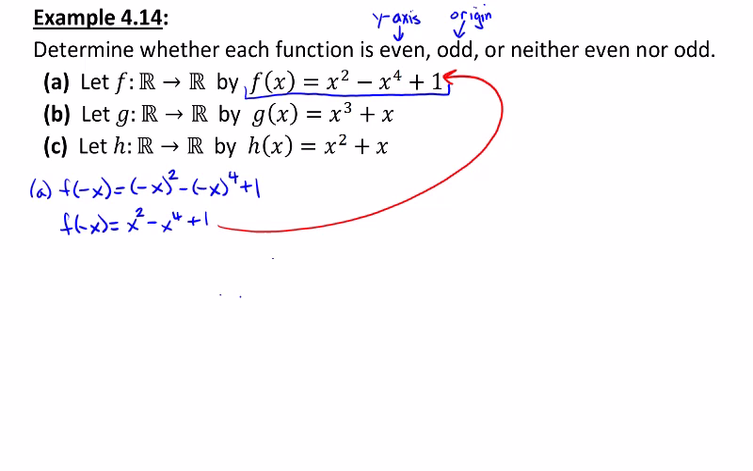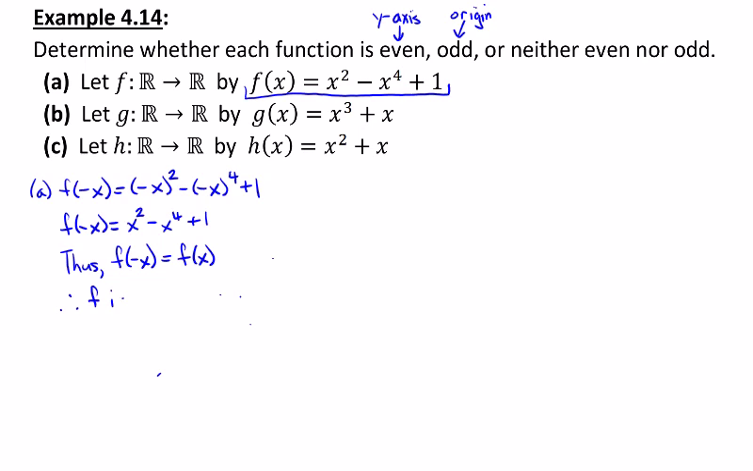So in other words, I can say thus f of negative x is actually exactly the same as f of x. So my f of negative x computation ends up looking identical to the original function. And the definition for an even function says that this condition would have to be met. So we've just shown that. So therefore, f is an even function. And that's all there is to that proof.